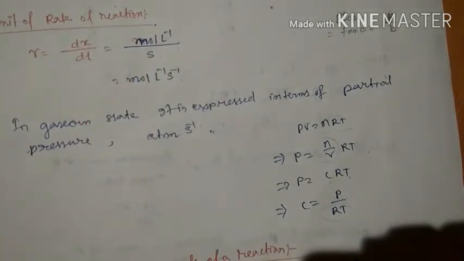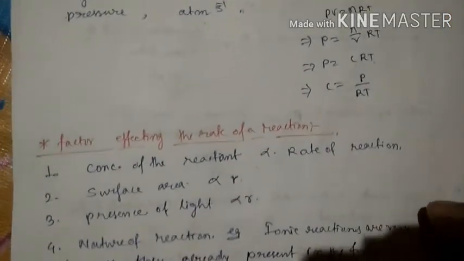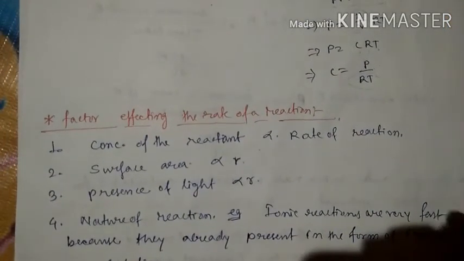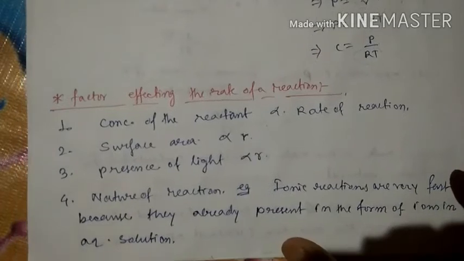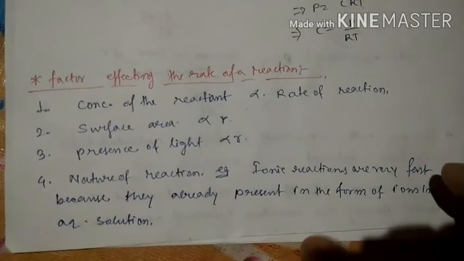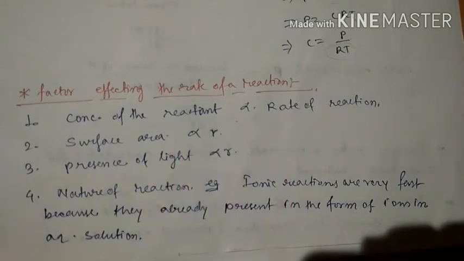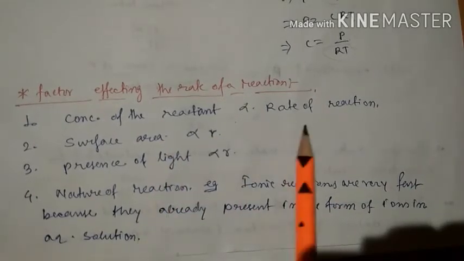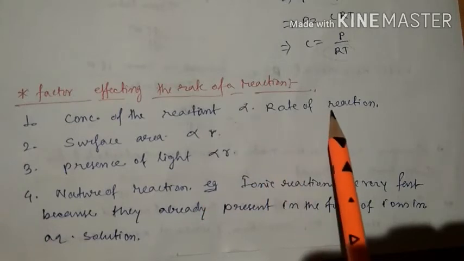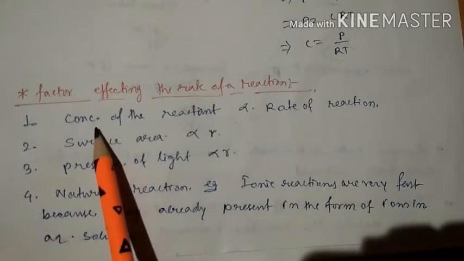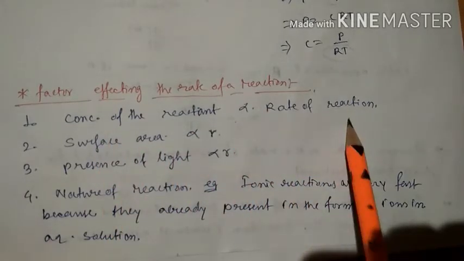Okay. Next, what are the factors affecting the rate of a reaction? That means on which factors the rate of reaction depends. First factor is the concentration of the reactant. If the concentration of reactant is high, then the rate of the reaction will be high. That means if the concentration of the reactant is increasing, then obviously rate is increasing. That's why concentration of reactant is proportional to the rate of the reaction.